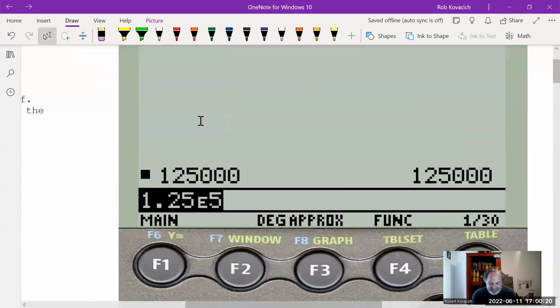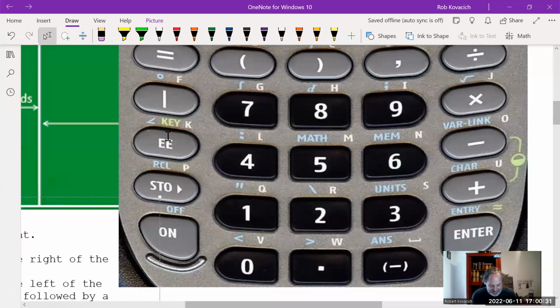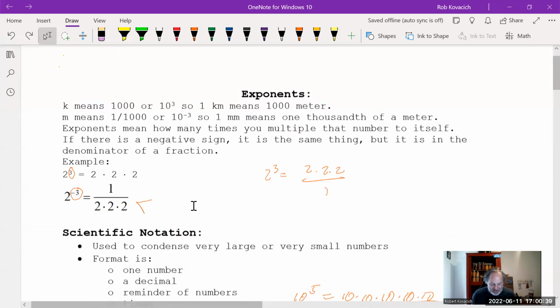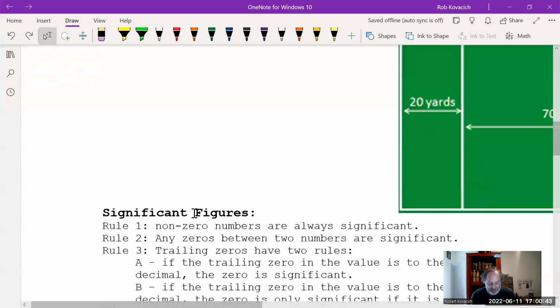All righty. So there you see my 1.25E5, and then I get this 125,000 number written. And the key is this EE key right here. All righty. So that's it for scientific notation. So let's talk about the next topic, which is called significant figures.